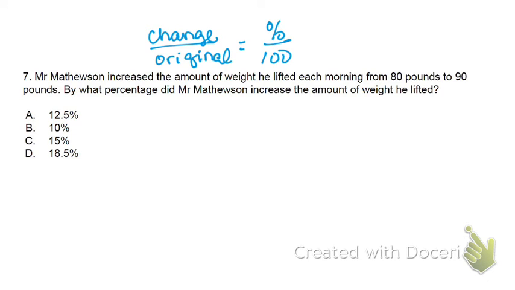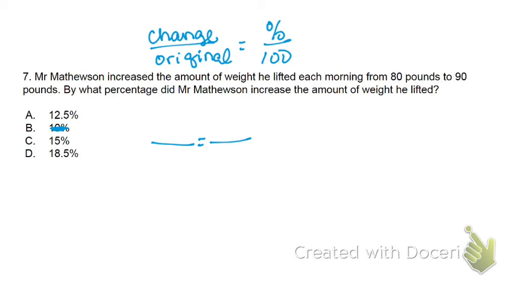Mr. Matthewson increased the amount of weight he lifted each morning from 80 pounds to 90 pounds. By what percentage did he increase? Now, your first instinct may be to say 10. No, that's only if your original was 100, okay? 10 pounds does not equal 10%, okay?